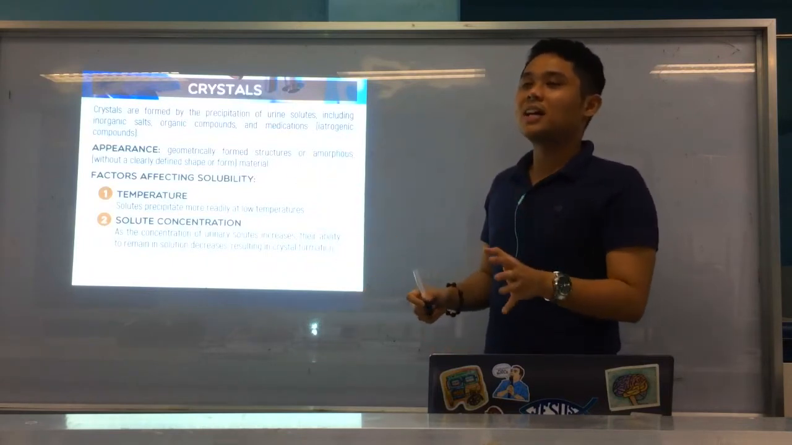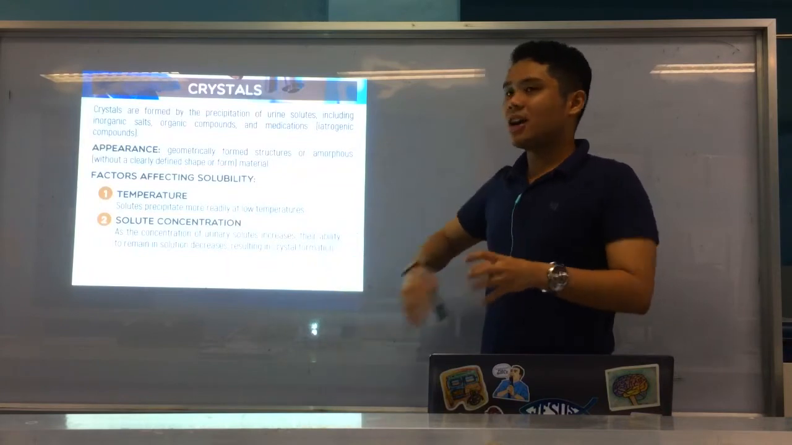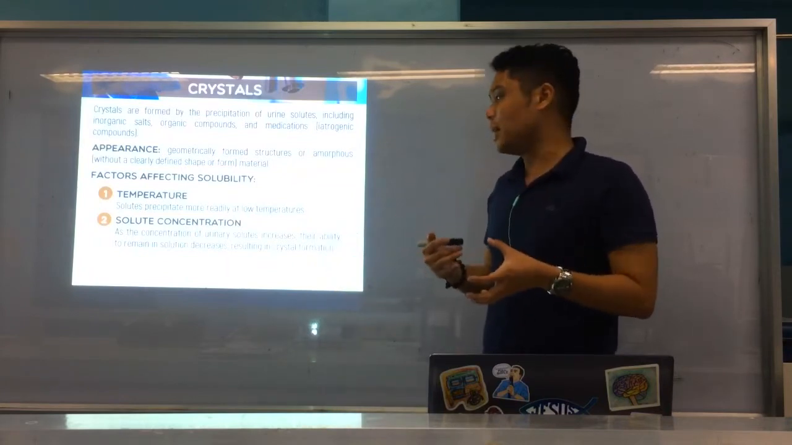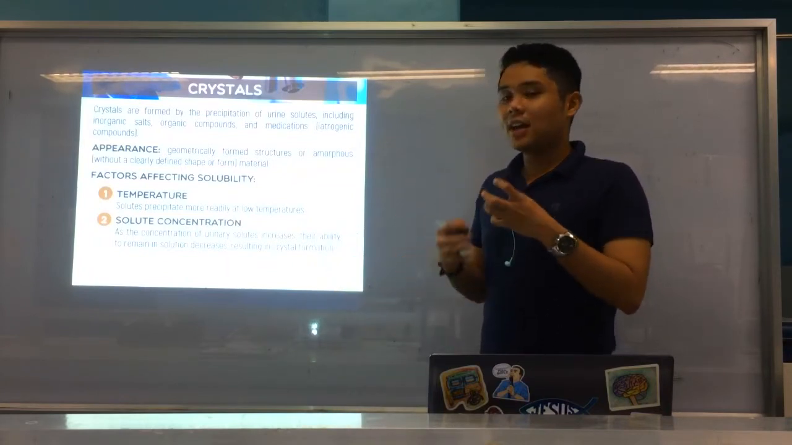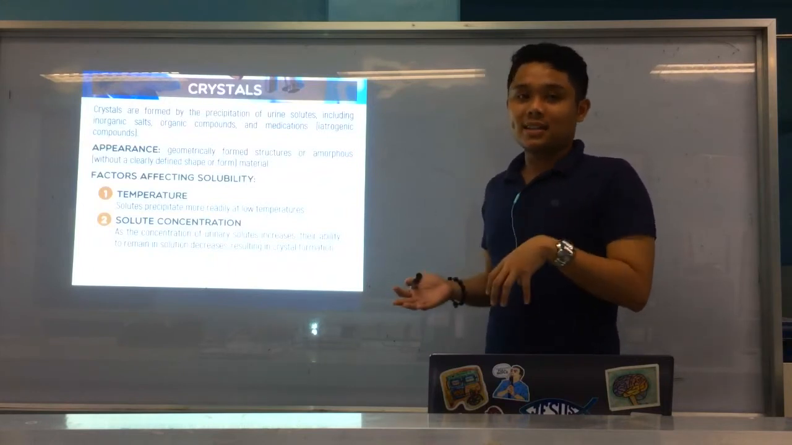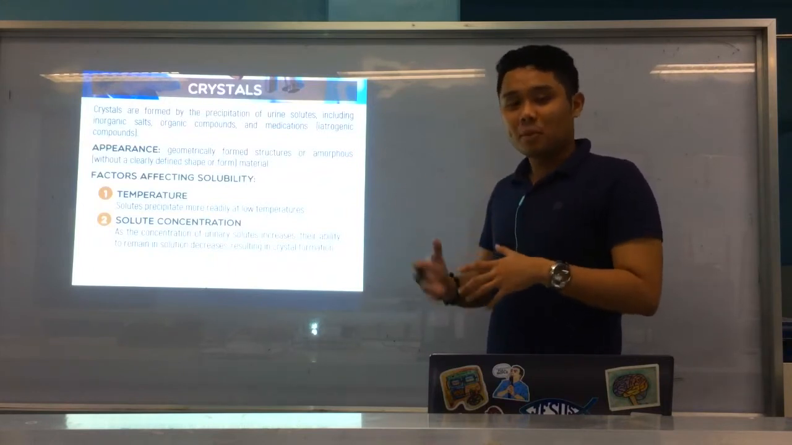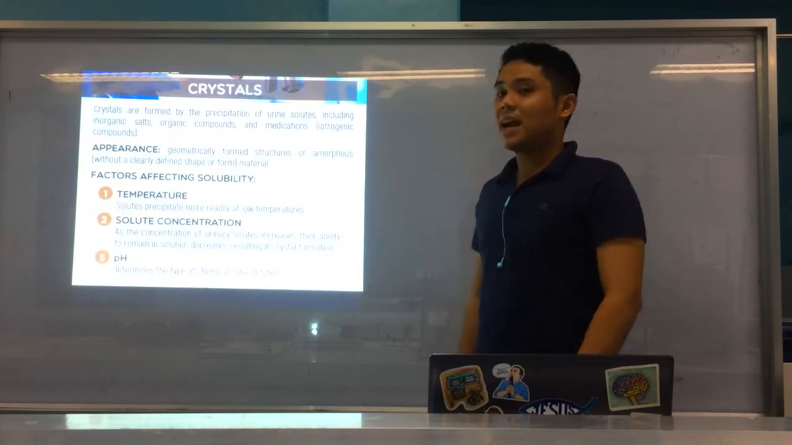I don't know if you remember that from Gen Chem, but that is the point here. As more solutes are present, they tend to be precipitated, okay? Their solubility in the solution decreases, okay? Alright, so that is how crystals form or precipitate. And last is, of course, pH.